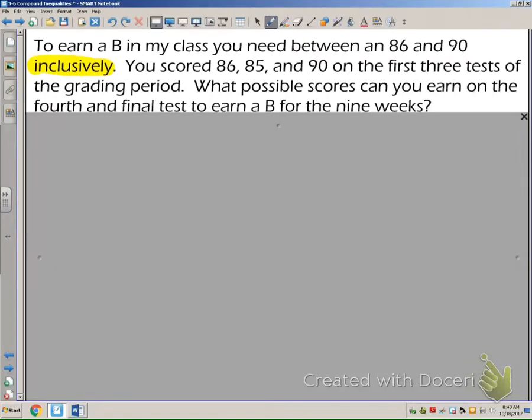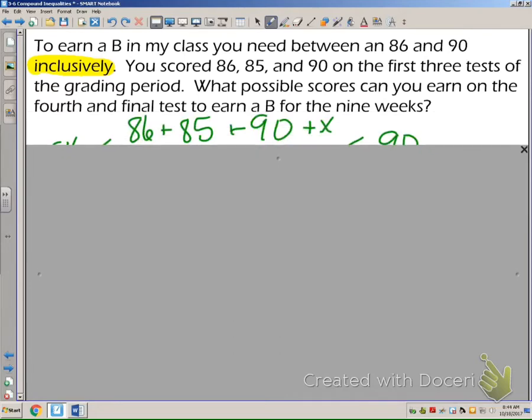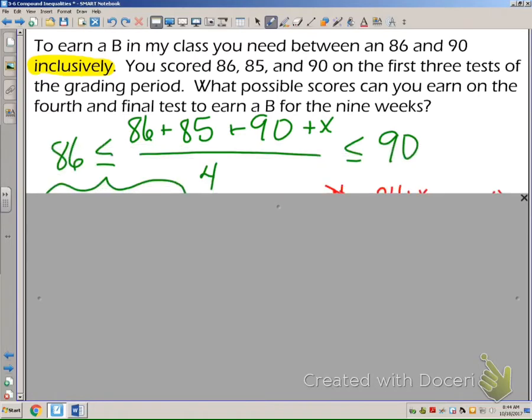Okay, so the first thing that you should remember is that to find your average, you add up your scores and divide by how many you have altogether. So since we have 3 scores already and we're wanting to know what the 4th score needs to be, I went ahead and set it up. 86 plus 85 plus 90 plus x, all divided by 4.